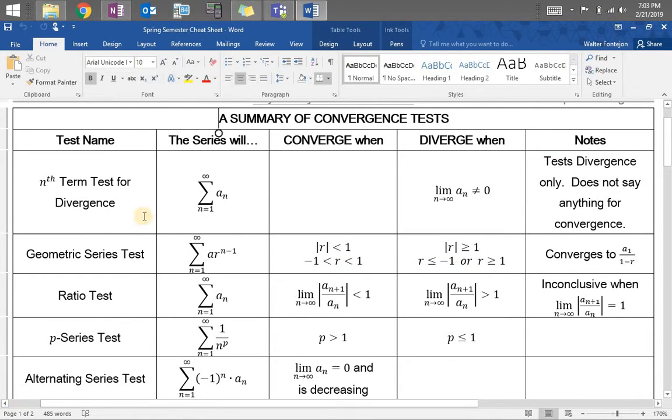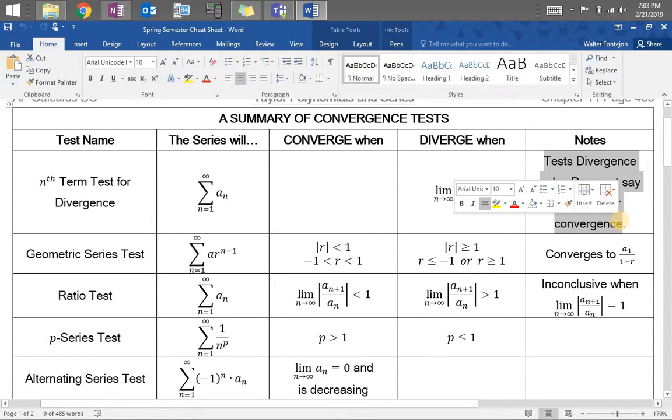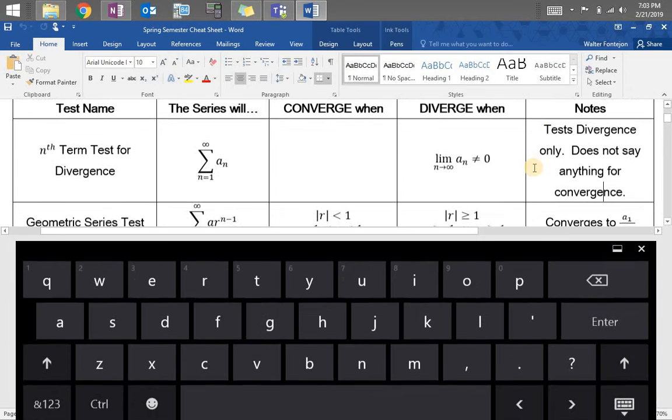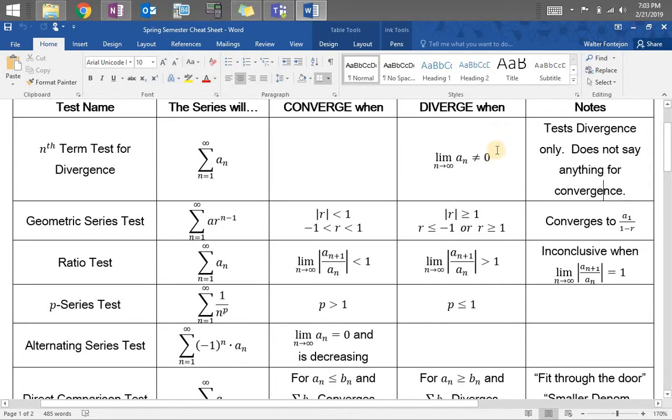So we looked at the nth term for divergence. This could only diverge when the limit as n approaches infinity is not equal to 0. It does not say anything about convergence. And I put a little note right here in case you didn't recognize. There's a little note right here that kind of reminds you of that. It only tells you ideas about diverging.